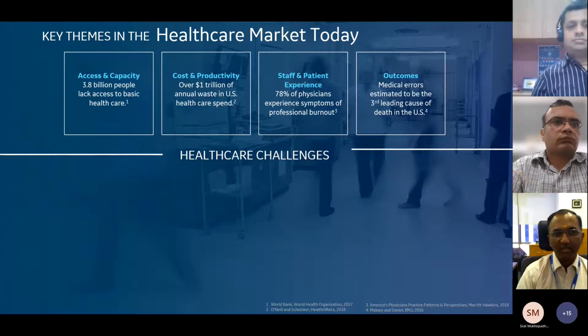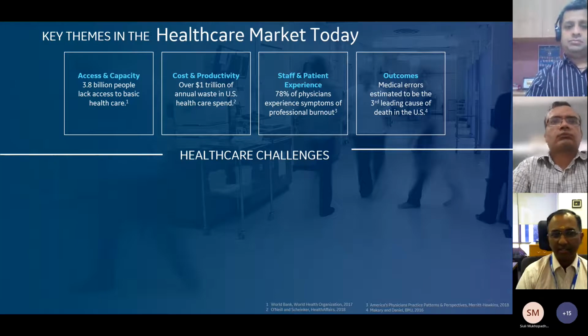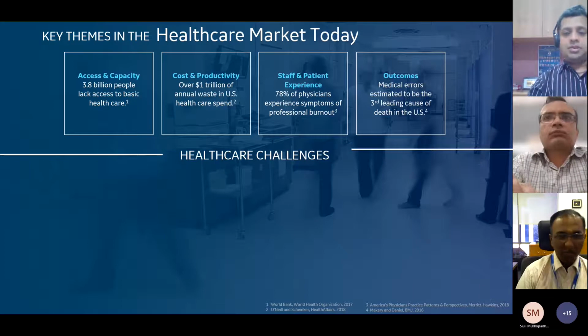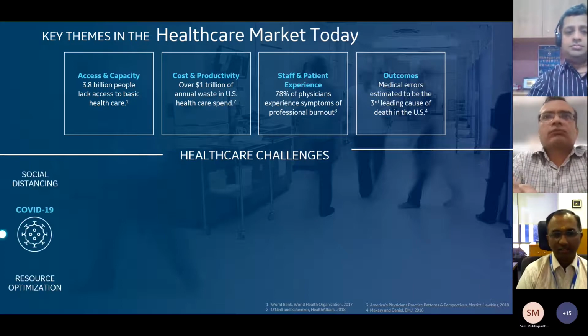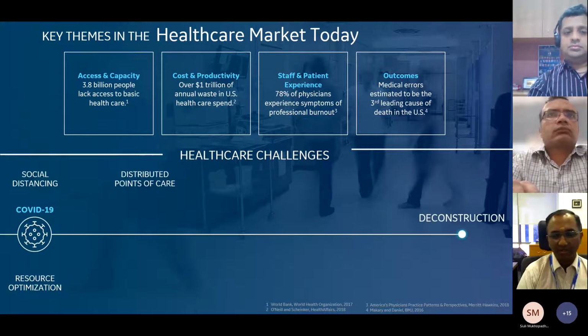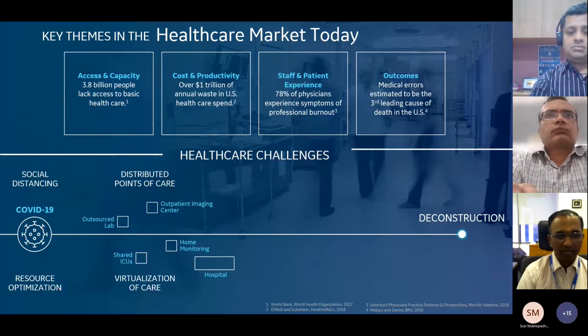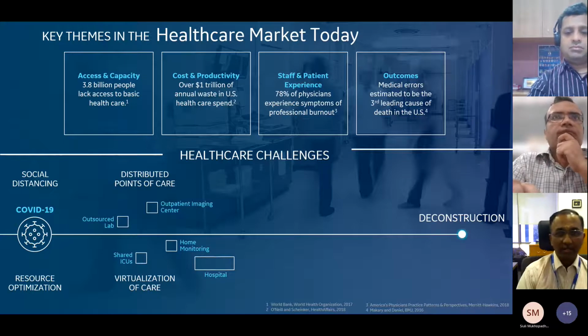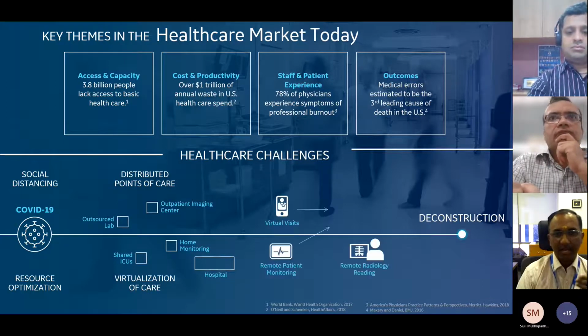So this is broadly the healthcare market themes and trends we are seeing today. And then coming to the challenges, right? Challenges have actually changed dramatically in the post-COVID world. Of course, there's a big ask of social distancing. So it is said that about 35% of all the interactions between a physician and the patient, the first interaction between physician and patient, is going to be virtual.